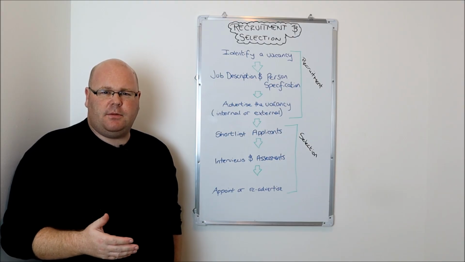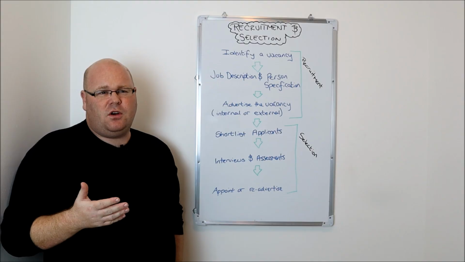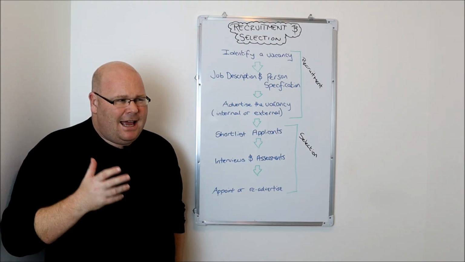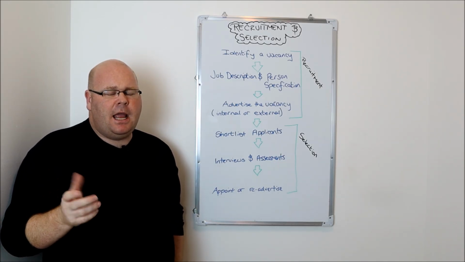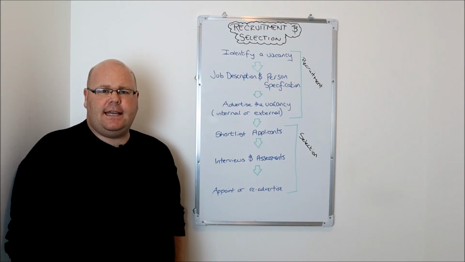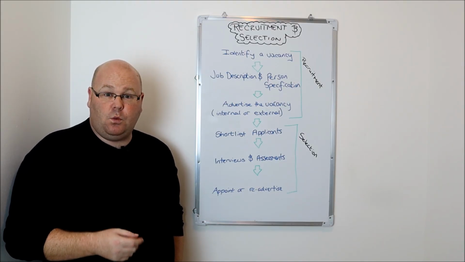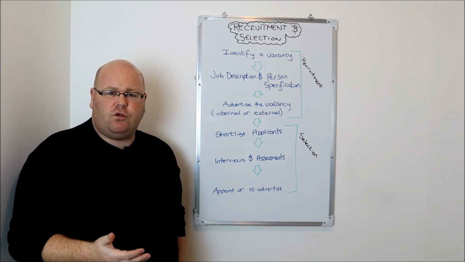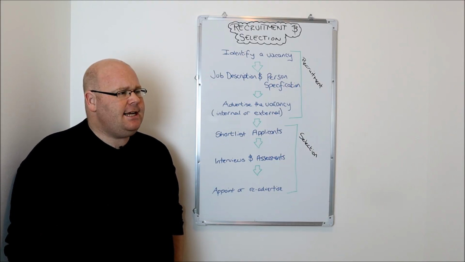So we've got those two documents, we've got the job description and the person specification. And once those two documents are completed, the next job is to advertise the vacancy. And at this point, the business has got another decision to make as to whether it's going to advertise the vacancy internally. So it's going to promote this job opportunity within the organisation to existing employees, look to recruit from within and offer a promotion to somebody that already works for the business.